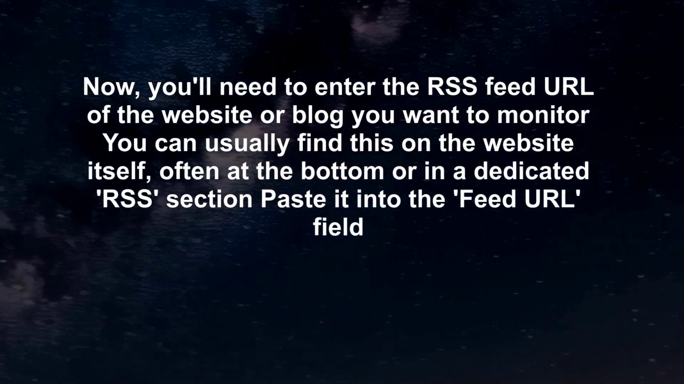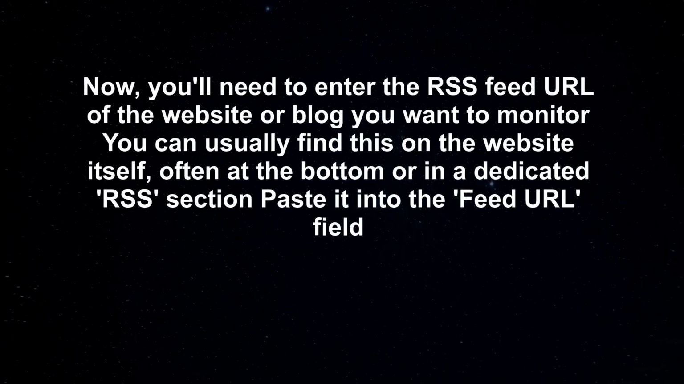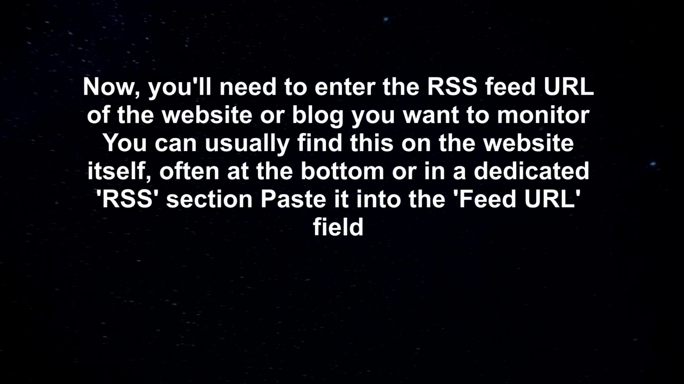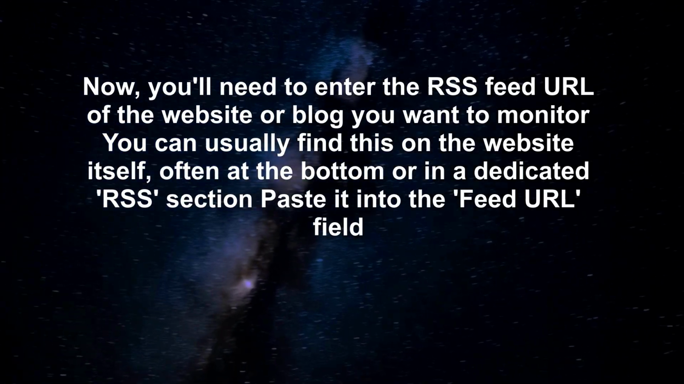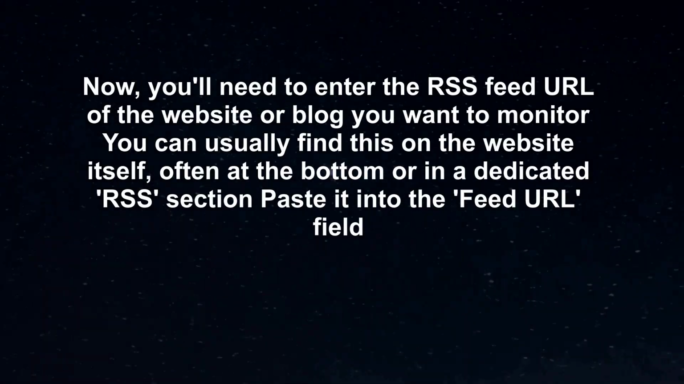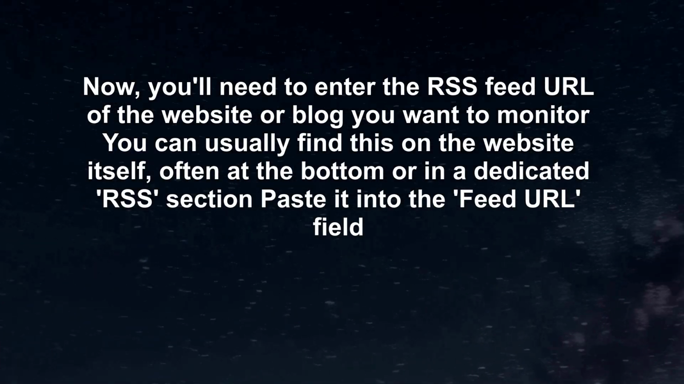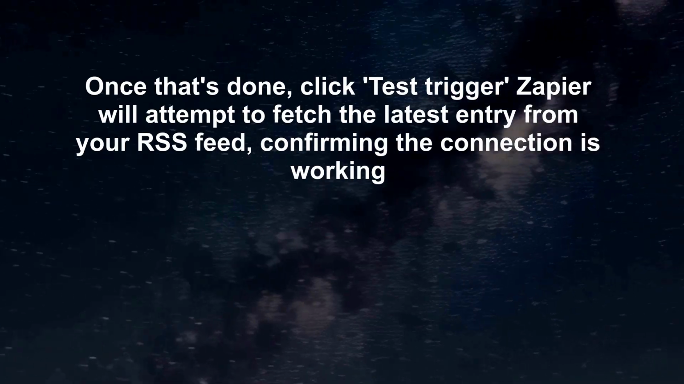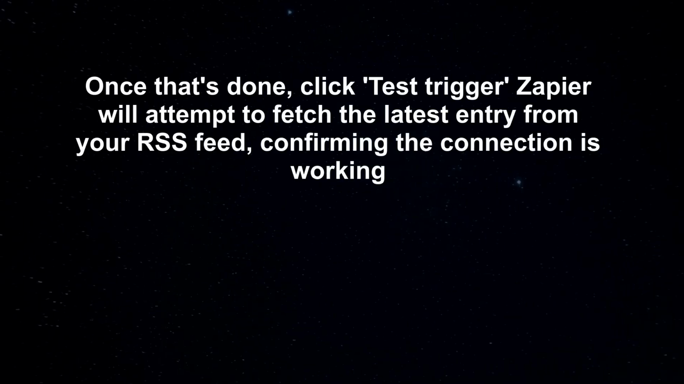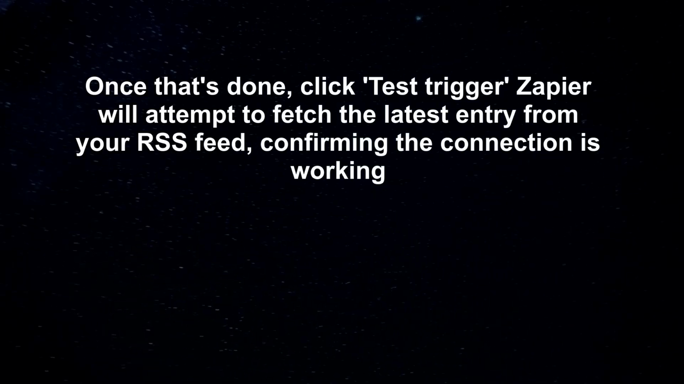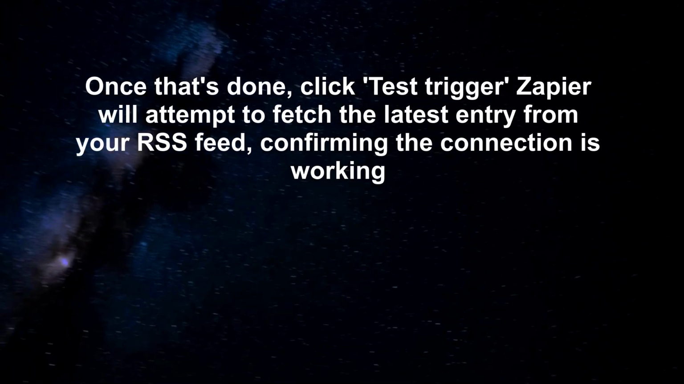Now, you'll need to enter the RSS feed URL of the website or blog you want to monitor. You can usually find this on the website itself, often at the bottom or in a dedicated RSS section. Paste it into the feed URL field. Once that's done, click Test Trigger. Zapier will attempt to fetch the latest entry from your RSS feed, confirming the connection is working.